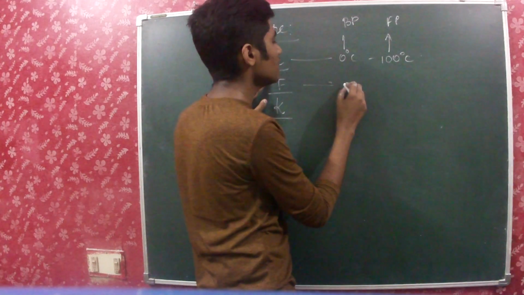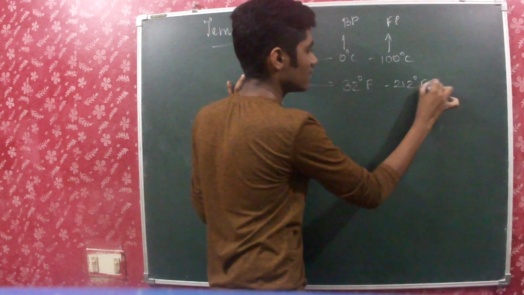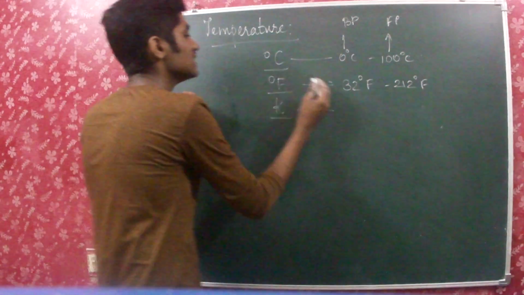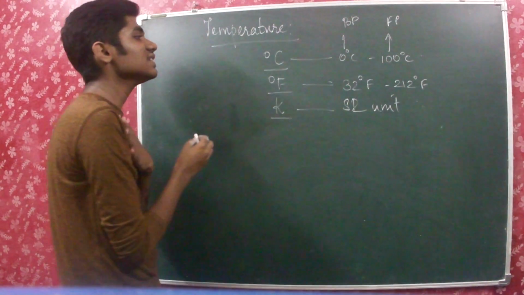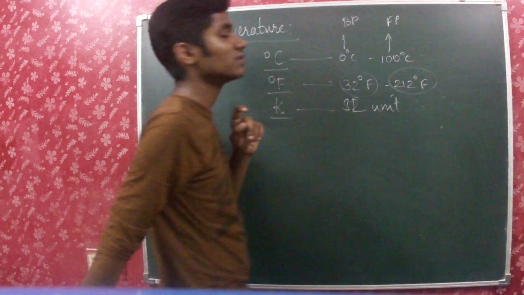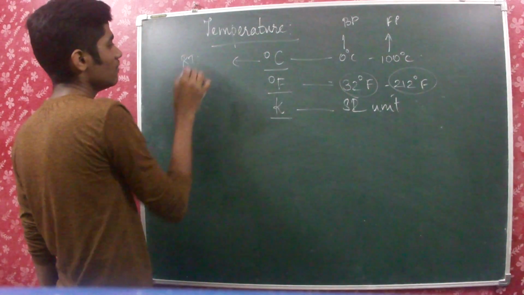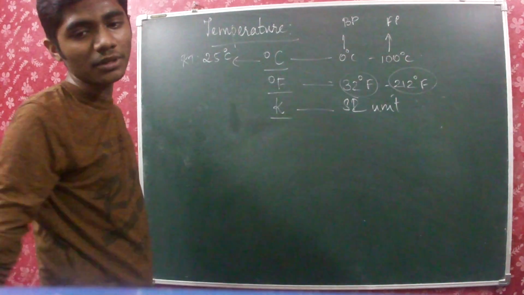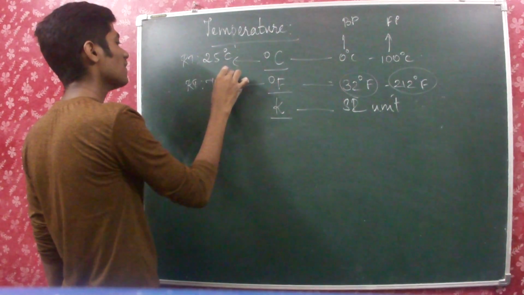For degree Fahrenheit, we have 32 degree Fahrenheit to 212 degree Fahrenheit. For Kelvin, Kelvin is the SI unit of temperature. So 212 is the boiling point for degree Fahrenheit, and 32 is the freezing point. Here is the room temperature: for degree Celsius, the room temperature is 25 degrees Celsius, and in Fahrenheit the room temperature is 77 degree Fahrenheit.